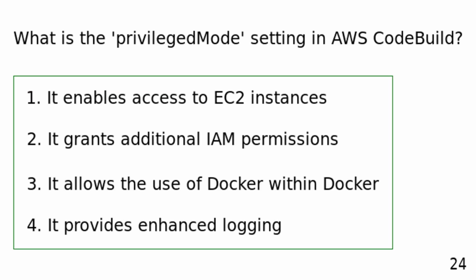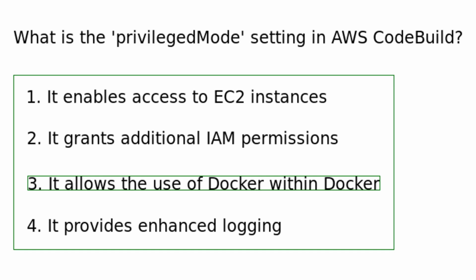What is the privileged mode setting in AWS CodeBuild? It enables access to EC2 instances. It grants additional IAM permissions. It allows the use of Docker within Docker. It provides enhanced logging. The privileged mode setting in AWS CodeBuild allows the use of Docker within Docker, enabling more complex build environments.